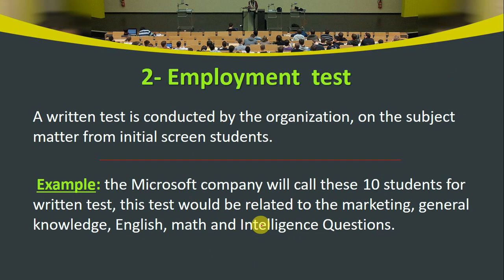So employment test: a written test is conducted by the organization on the subject matter, after the initial screening.